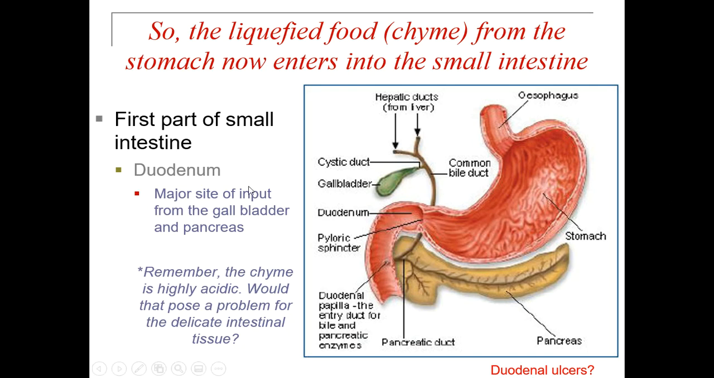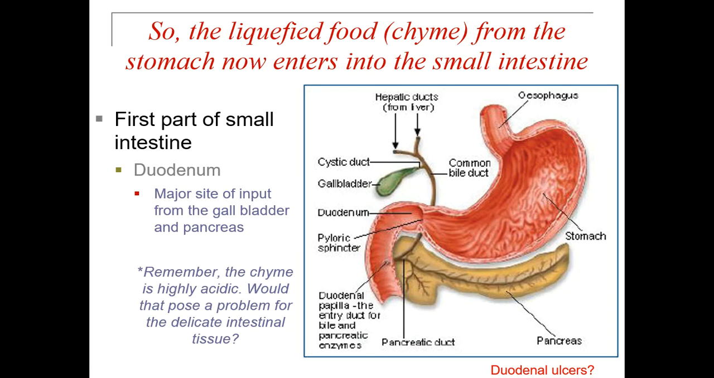You can see a major site of input from the gallbladder and the pancreas is right here in the duodenum. This would be the liver up and through here. We can see this ductwork, which feeds into the duodenum. This right here is called the hepatopancreatic duct. It's essentially where the common bile duct and the pancreatic duct combine so they can then dump into the duodenum.